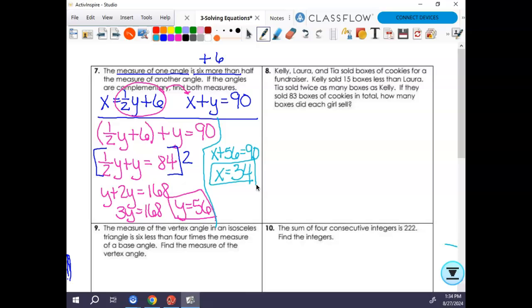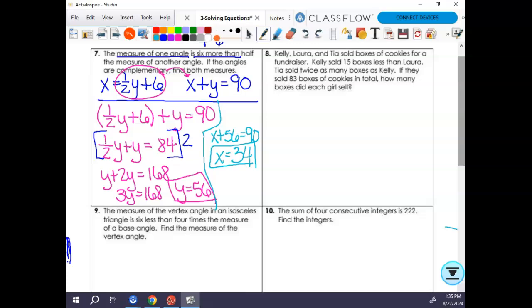Read it a little piece at a time. I know when there's tons of words, it can make your brain hurt, but... oh, maybe this isn't. Oh, it is. Yeah, there's 3 equations.